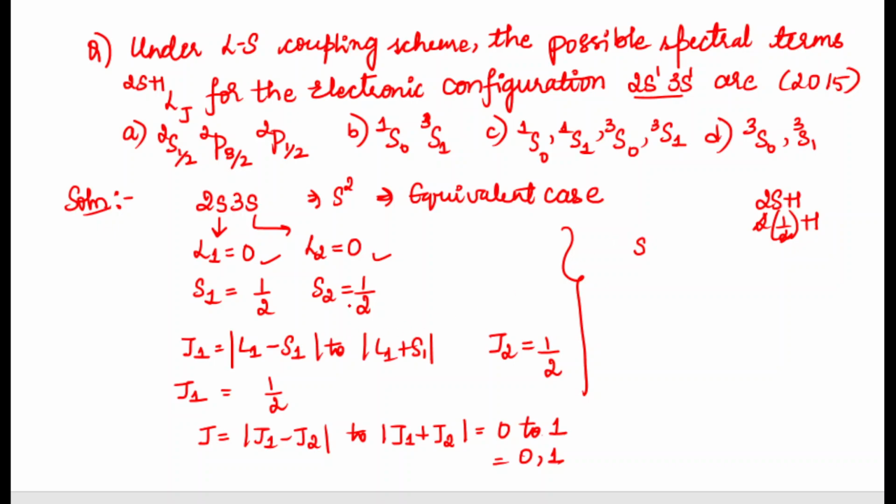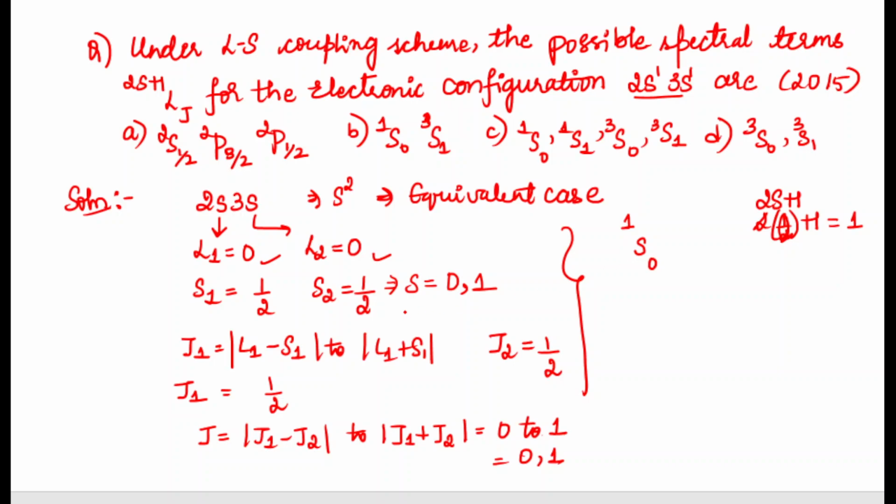Here we will not consider this S value. Instead of that, we will consider the complete S value, not the S1 value, not the S2 value. So the complete S value will be half minus half, which is 0, and half plus half, which is 1. If S is equal to 0, then 2S plus 1 will take the value 1, and in the subscript below, if S is equal to 0, what are the values of J? The J value is 0.